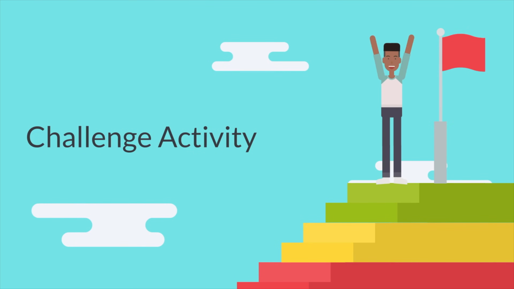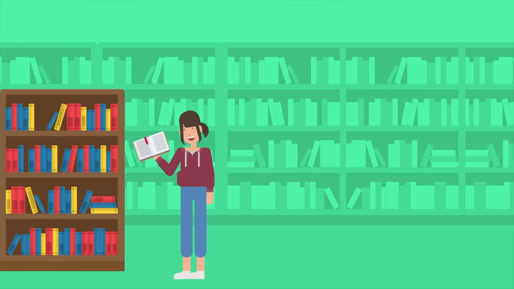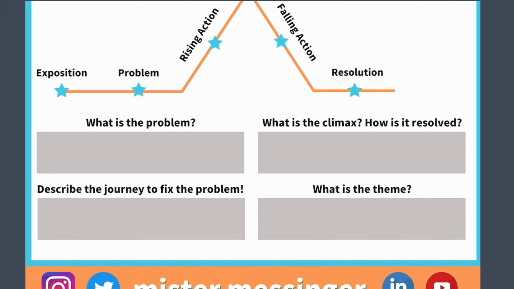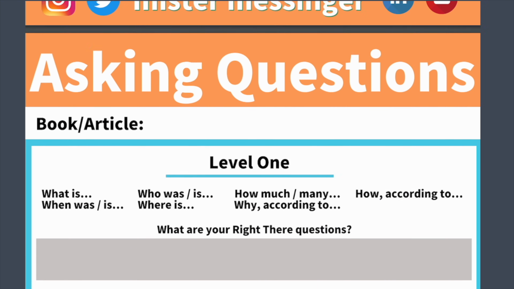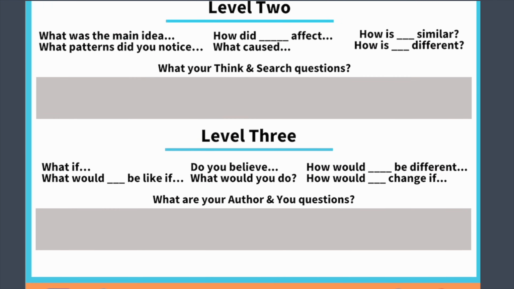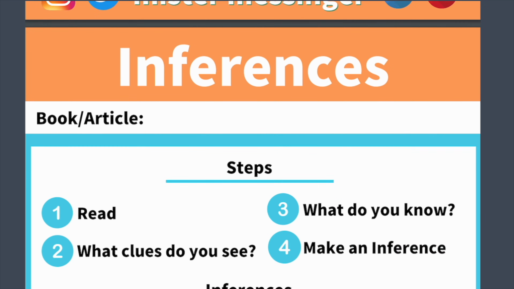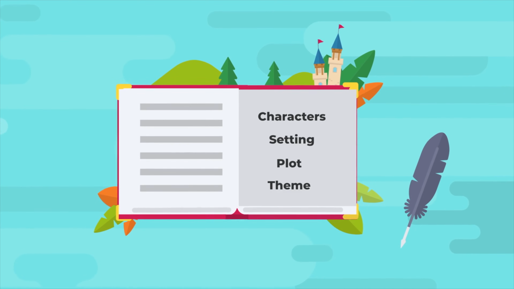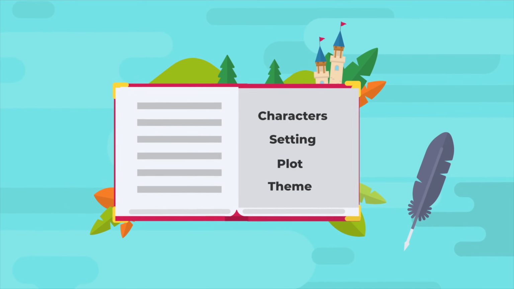Now, here's the challenge. I want you to find a book that you enjoy reading. It's better if you know the story really well. I have created a document for you that you'll find in the video description. You can either print this out and write your ideas down, or just talk about your answers. These questions will make you think about the elements of your story, the character, setting, plot, and theme. You can go through this process with as many books as you want.